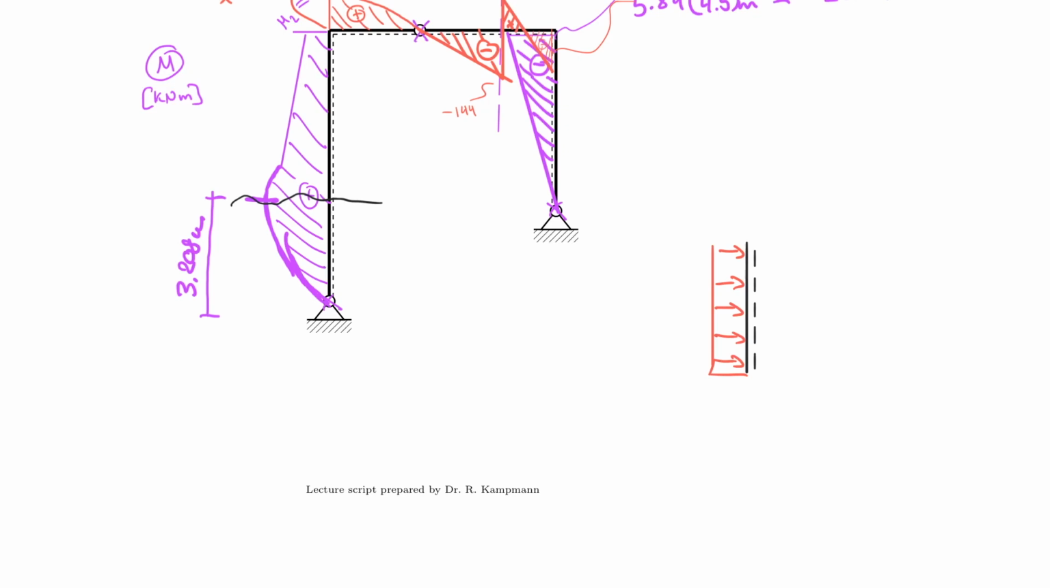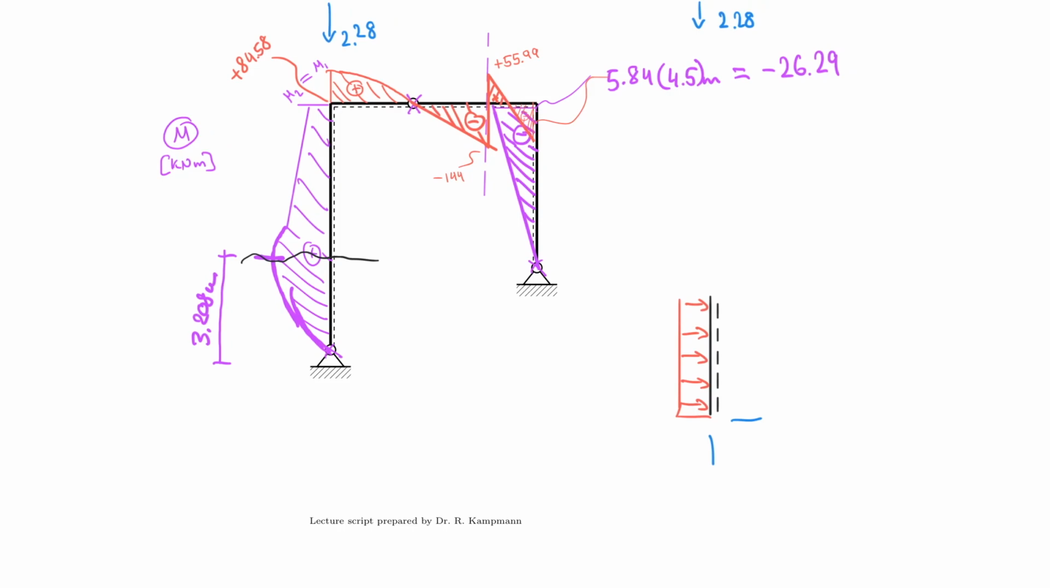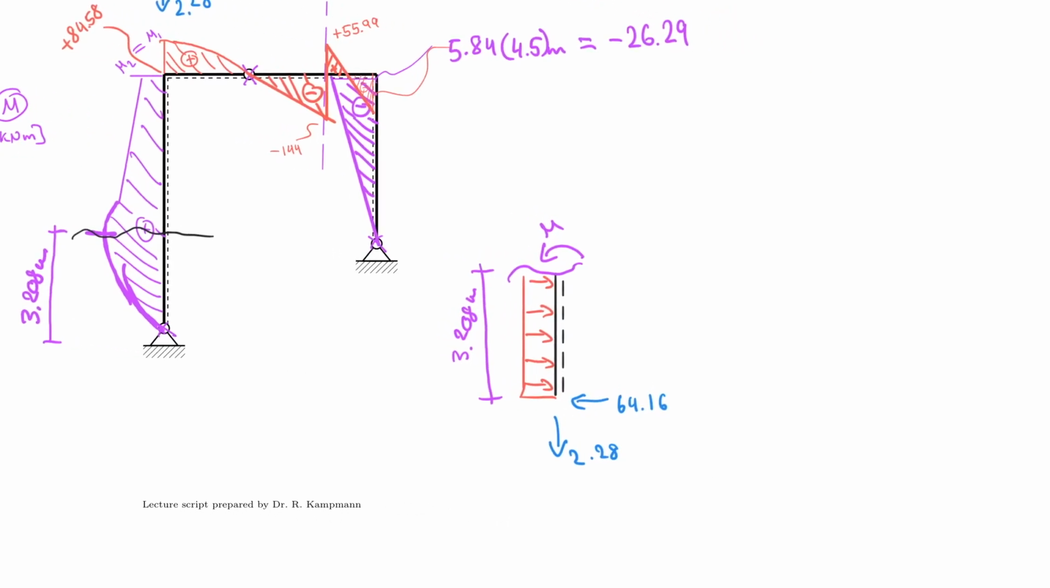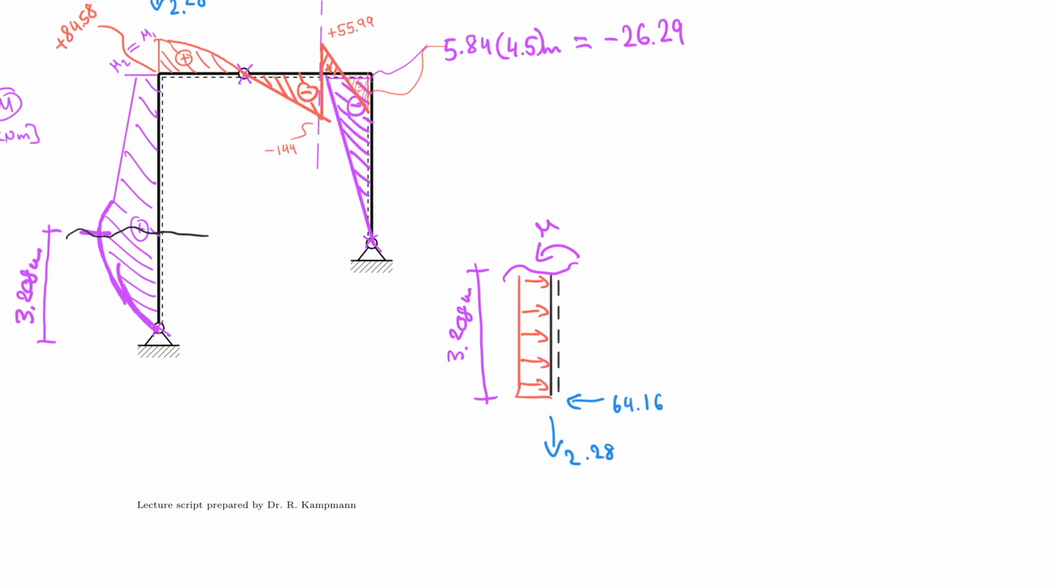And of course I have support reactions, which are actually 64.16 and 2.28. Although I don't need that 2.28, I need you to understand that I just cut the system here, and I'm now calculating my moment there. This distance here is 3.208 meters. So now I can calculate my moment by sum of the moments is equal to 0.